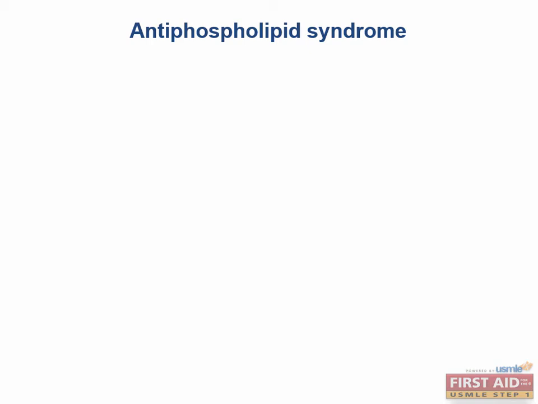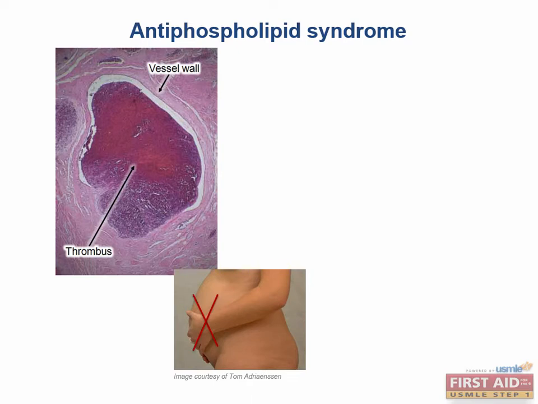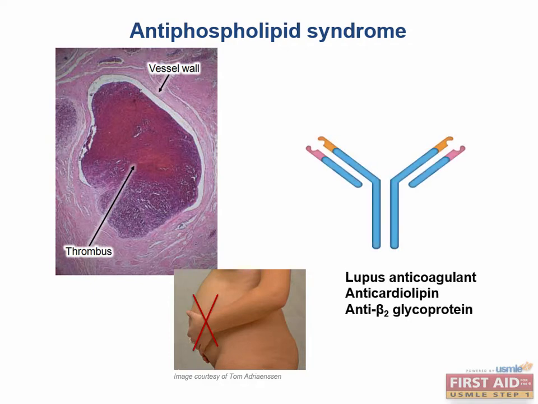Antiphospholipid syndrome is an autoimmune disorder that you must always consider in your differential with lupus. The nuts and bolts are as follows. Clinically, you hear about a history of a clot or spontaneous abortions in the first trimester. On the labs, there will be lupus anticoagulant, anticardiolipin, or anti-beta 2 glycoprotein antibodies.